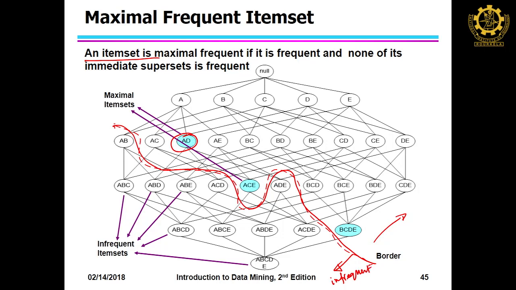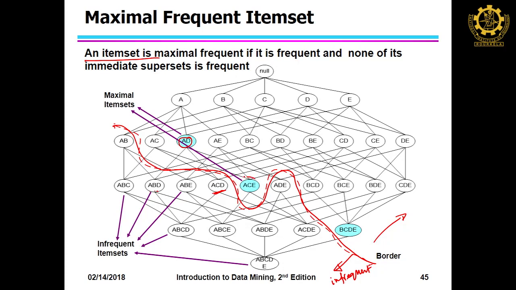So, here AD is frequent. Why? AD and its corresponding supersets will be what? ABD, ACD, and all are infrequent. So, its corresponding supersets are not frequent item sets. Therefore, AD is a maximal frequent item set. Its corresponding supersets should not be frequent. So, that was the idea of the maximal frequent item set.